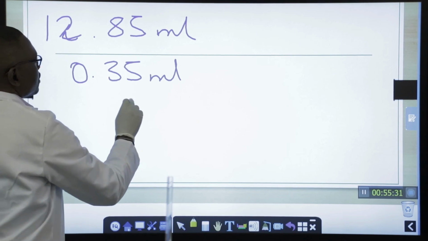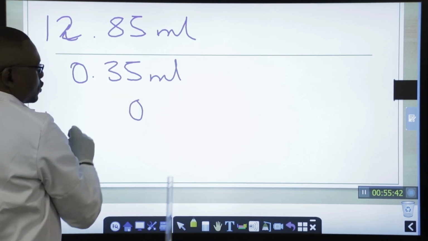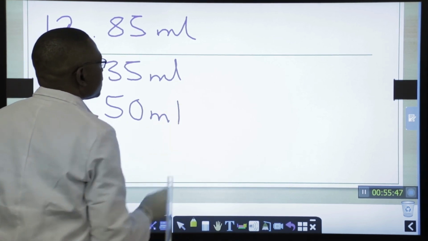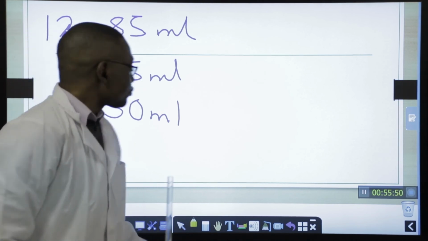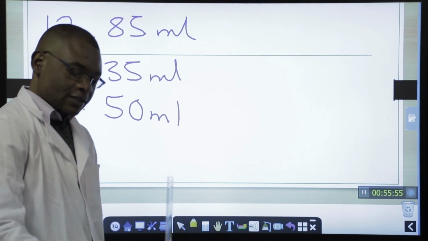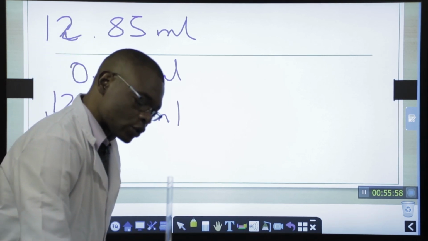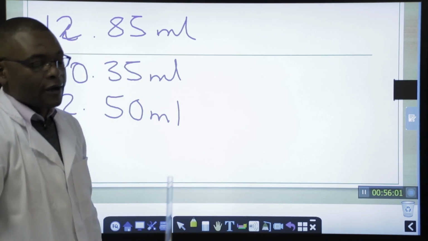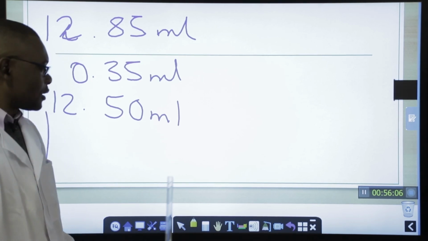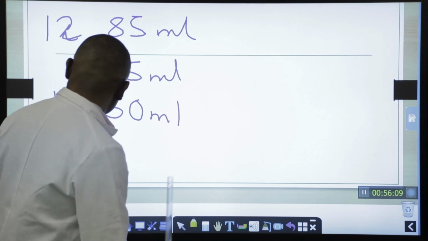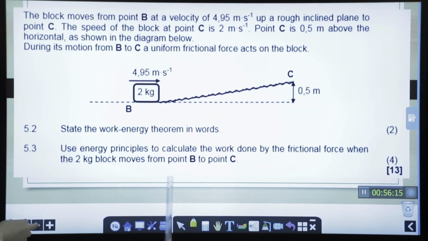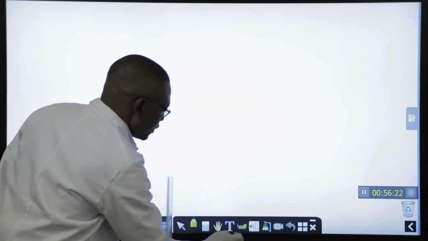So if I subtract, 8 minus 3 is 5, and this gives me 12.5. So what it means is that, according to this, I need 12.5 milliliters of sulfuric acid to completely neutralize 25 mils of sodium hydroxide. Is it true or does it make sense? We can actually try to see if this is making sense by considering the reaction itself.